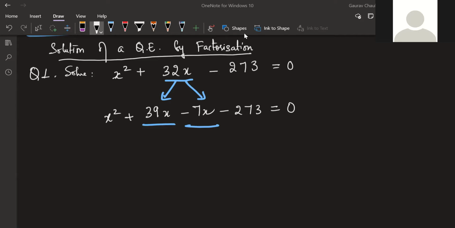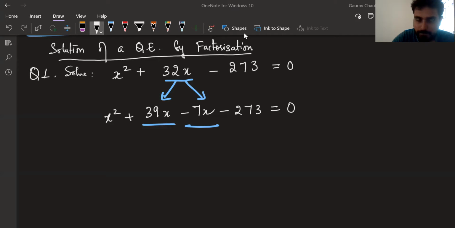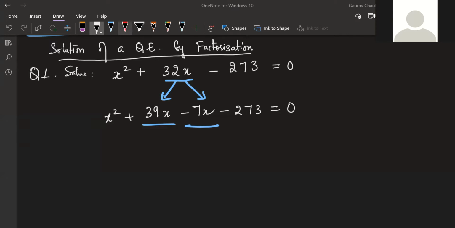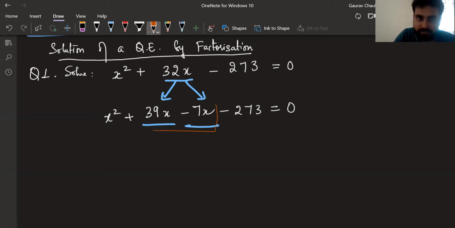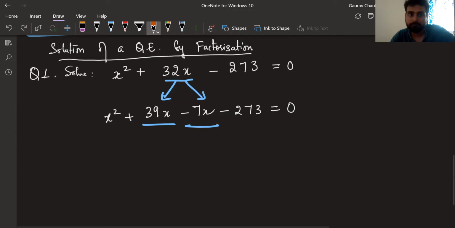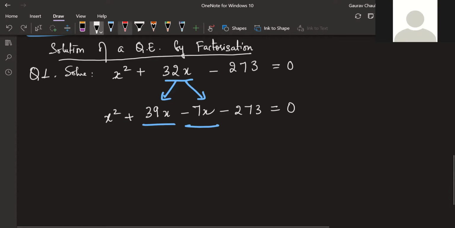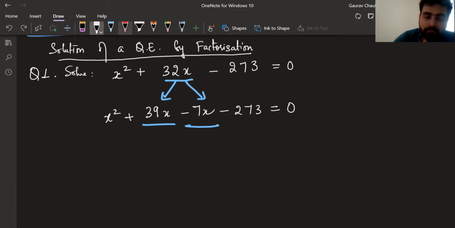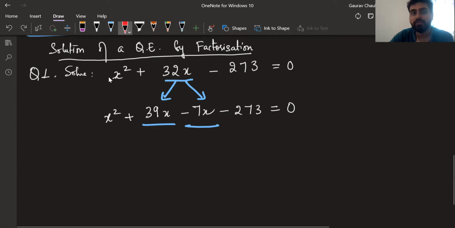Sir, we have to pick any two numbers such that if we multiply them, and if we add them, we'll get 32. And to find those two numbers, we have to multiply 1 and 273, sir. Then we have to find the factors. One, where are you getting 1 from? Sir, x square, the coefficient is 1 here.